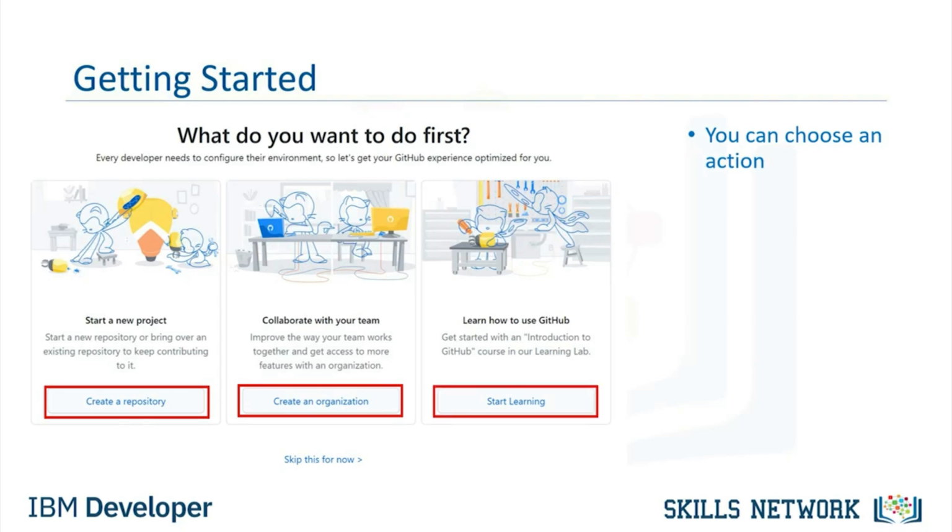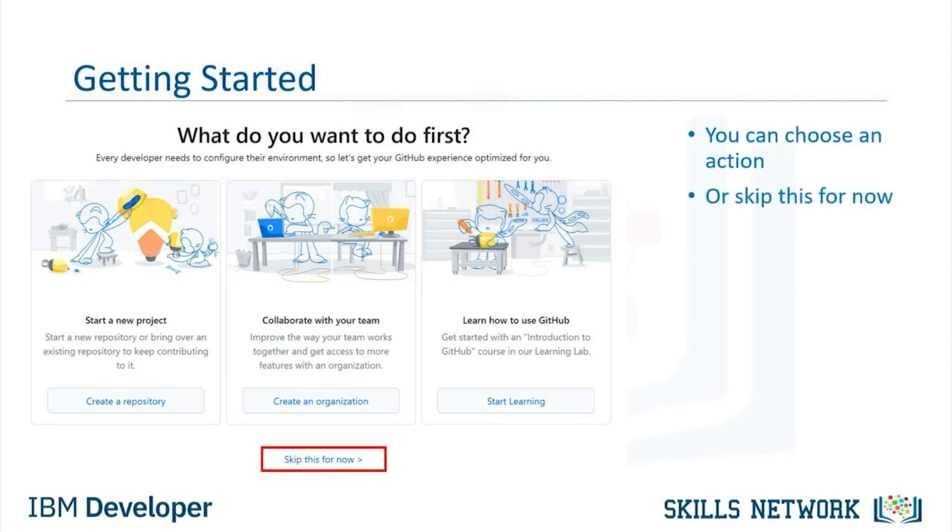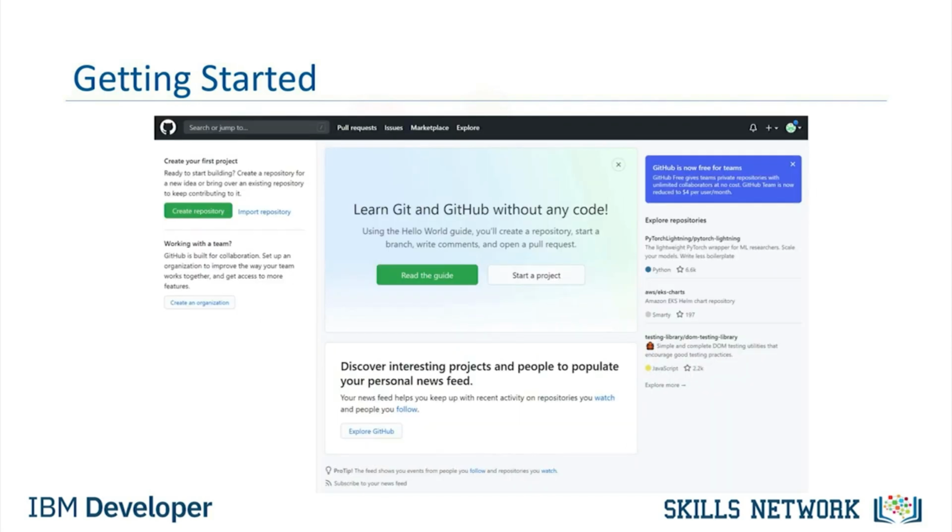Remember, a repository is a data structure for storing documents, including application source code, which tracks and maintains version control. An organization is a collection of user accounts that owns repositories. Organizations have one or more owners who have administrative privileges for the organization. Or you can skip this for now and get straight to work. GitHub provides many resources to help you work efficiently. When you have time, read the GitHub guide.